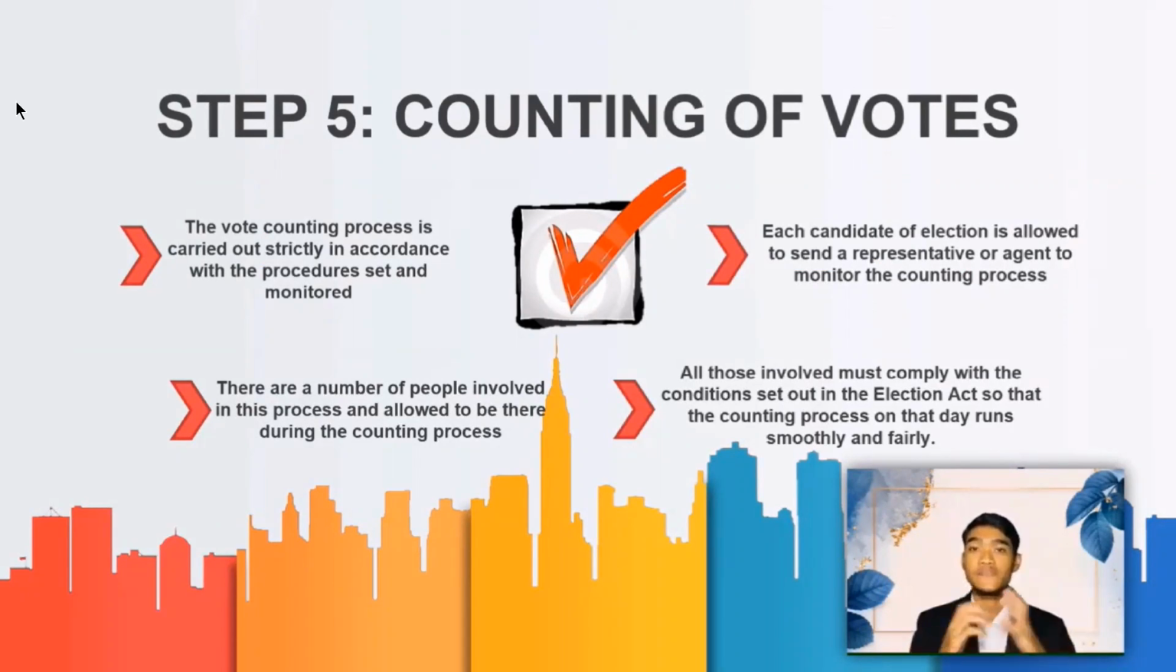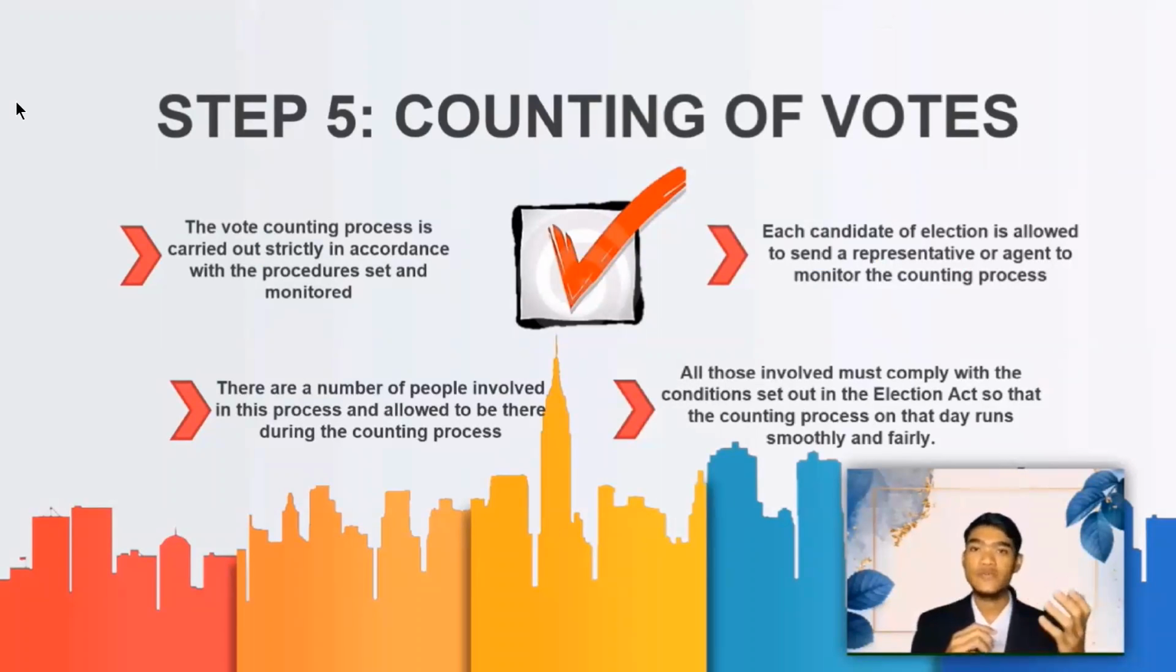There are a number of people involved in this process, and they are allowed to be there during the counting process. They consist of counting agents, presiding officers, Election Commission officials, as well as those with written permission from the Election Commission. Each candidate of the election is allowed to send a representative or agent to monitor the counting process.